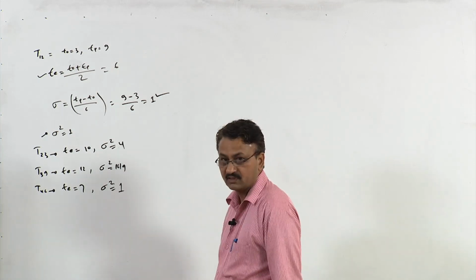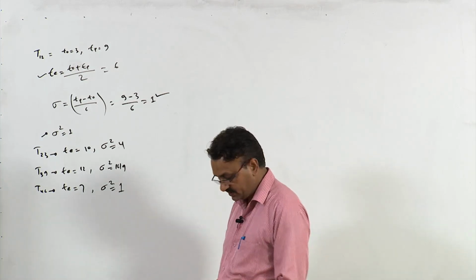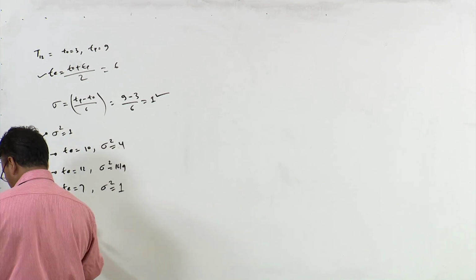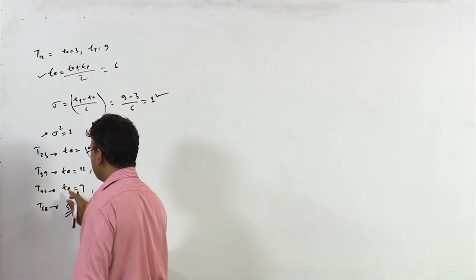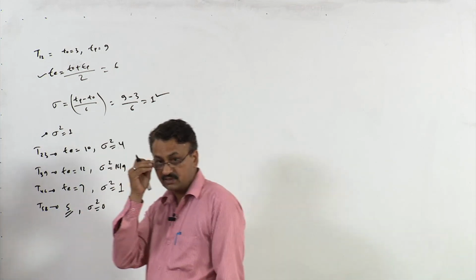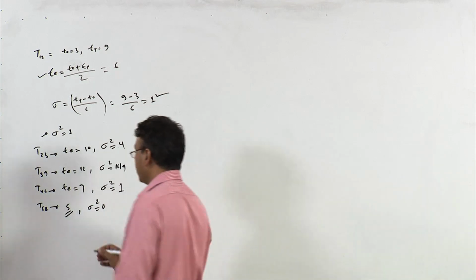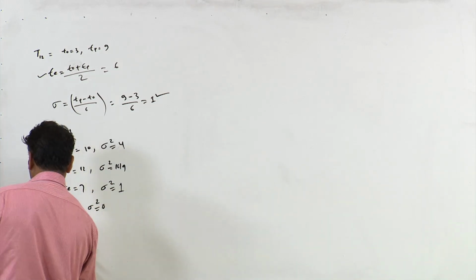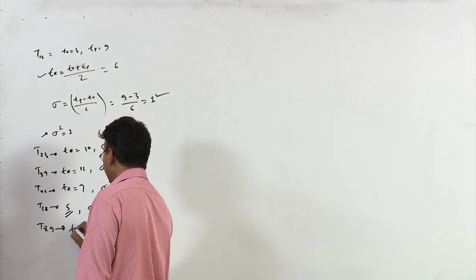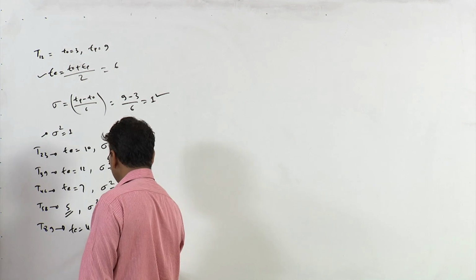Now, if you look at activity 5, 8, its duration is fixed and the duration is 5 days. So, its T E is also 5 and its variance would be 0, because standard deviation is also 0, right. Similarly, for activity 8, 9, its expected time T E is 4 and variance is 0.